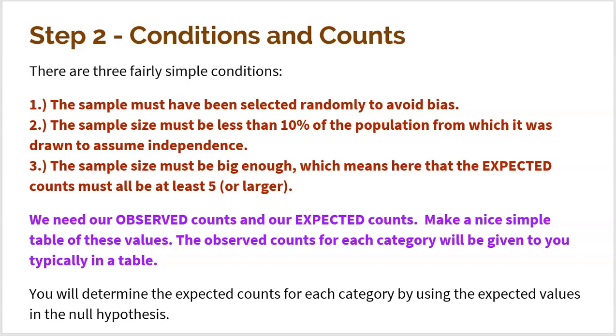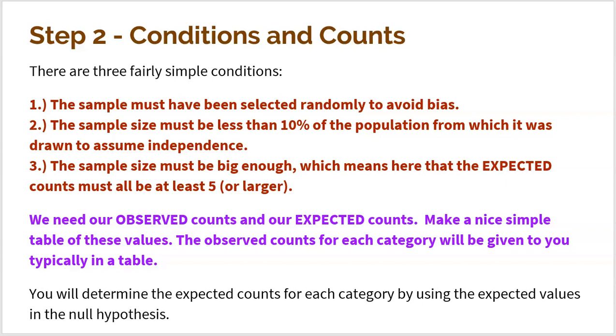All right. Finally, the sample size must be big enough, which means that the expected counts must all be at least 5 or larger. Now, we still got a little bit of work to talk about what we mean by expected counts, but I think it'll be actually really, really easy. But at the end of the day, all of the expected counts have to be large enough, not the observed counts, just the expected counts. So we need our observed counts and our expected counts. We can't officially check off condition number 3 until we find the expected counts.